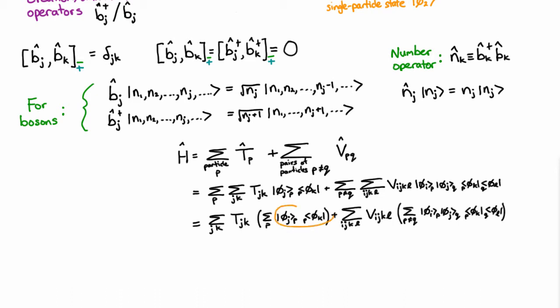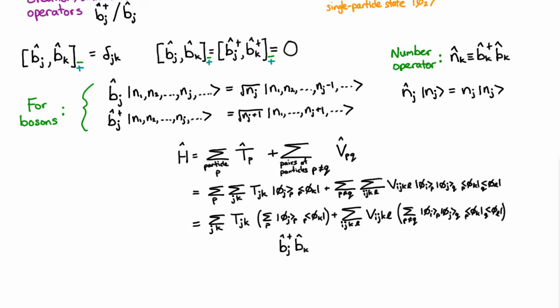Let's look at this operator here. All it does is it changes the state of particle P from K to J. So when we sum over all the possible particles, then all it's doing is it's changing one of the particles from state K to state J. So there's only one combination of creation and annihilation operators that can possibly do that, and that's this, where we delete a particle from state K and put it into state J.